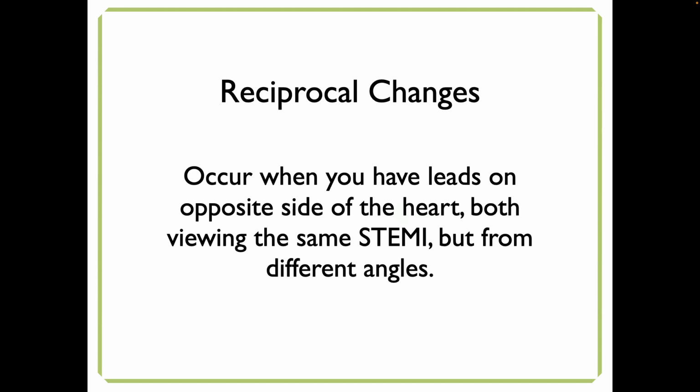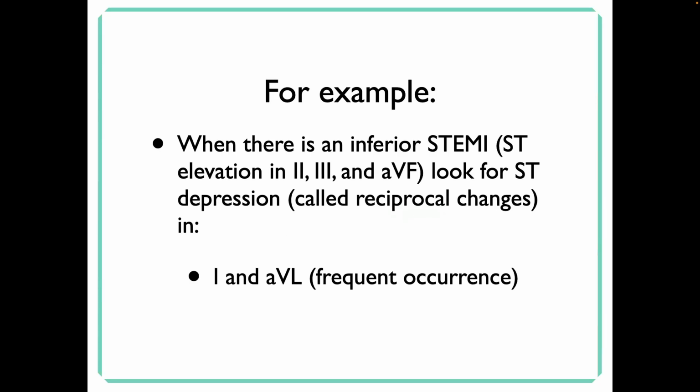Reciprocal changes occur when you have leads on the opposite side of the heart from the leads that show ST elevation, okay? So, for example, in a minute we'll look at a picture. When there's an inferior STEMI, meaning that we have ST elevation in 2, 3, aVF, or 2 of those 3, then you want to look for ST depression, which we're also going to call reciprocal changes. The depression is the reciprocal change, in 1 and aVL.